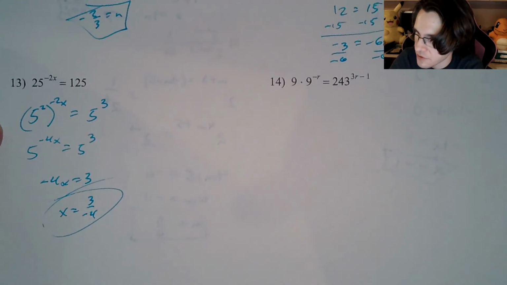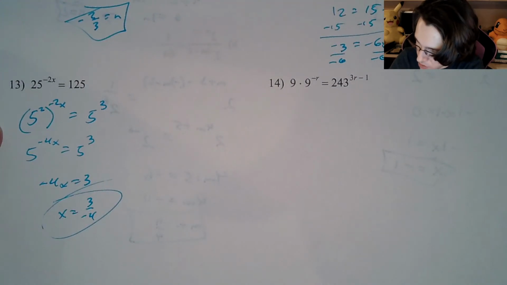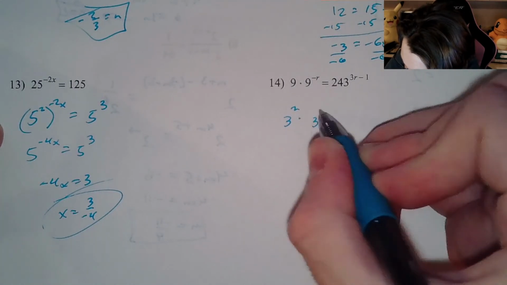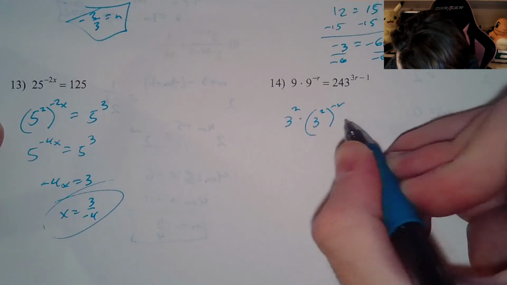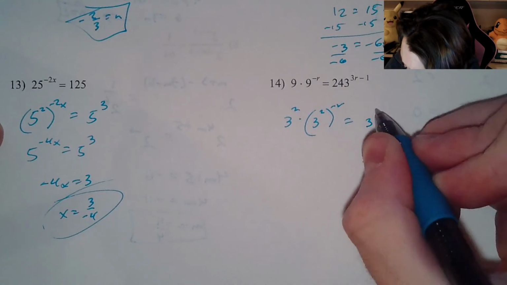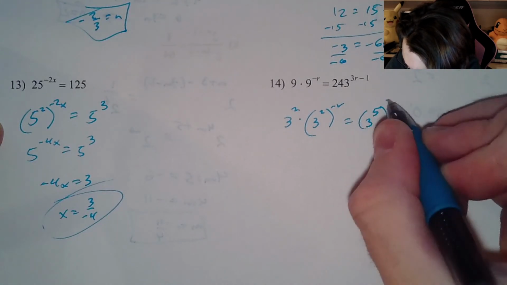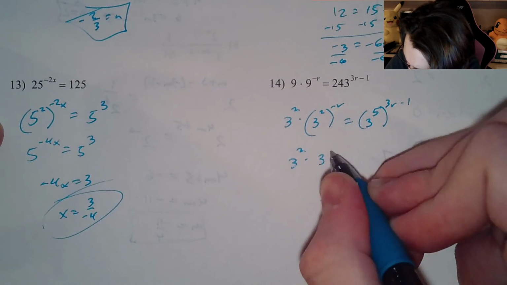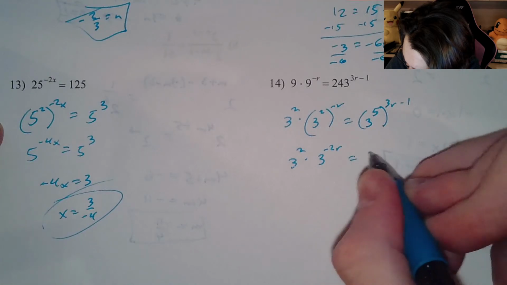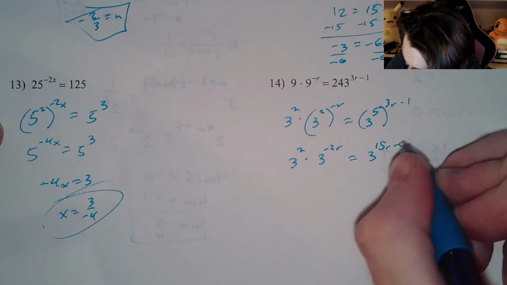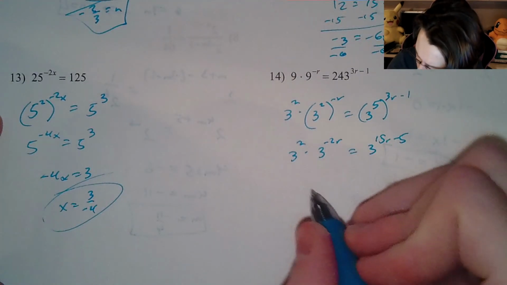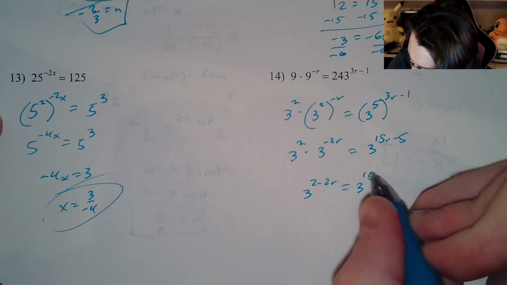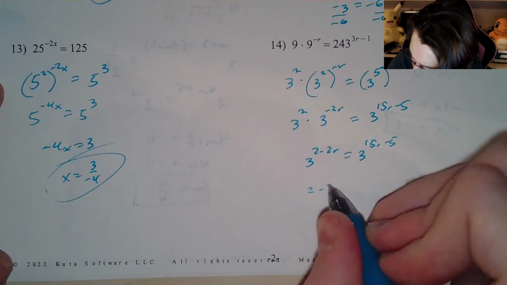Last problem of the homework assignment. We got some 9s, and the 243, those are going to turn into 3s. So we got 3 squared times 3 squared to the negative r is going to be 3 to the 5th power to the 3r minus 1. 3 squared times 3 to the negative 2r is 3 to the 15r minus 5. Distributive property there, we got 3 to the 2 minus 2r is equal to 3 to the 15r minus 5.